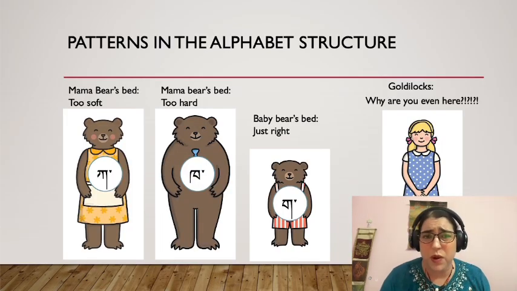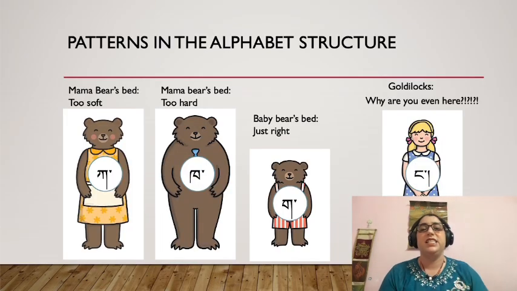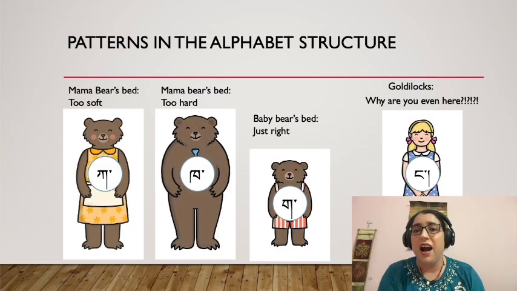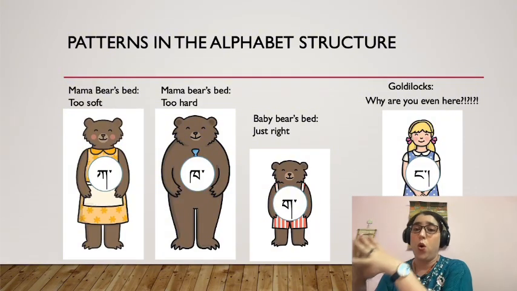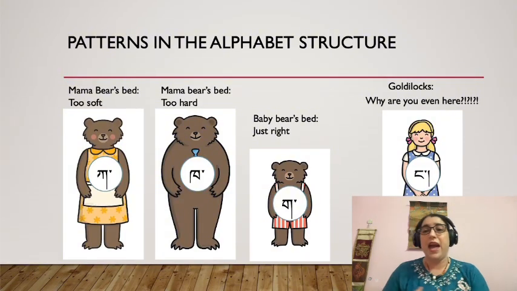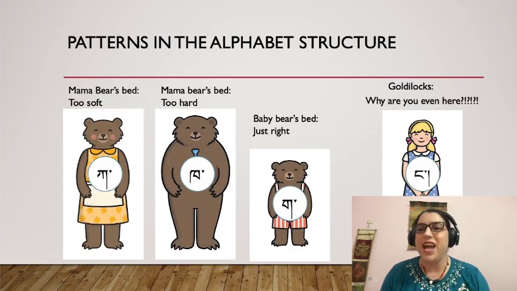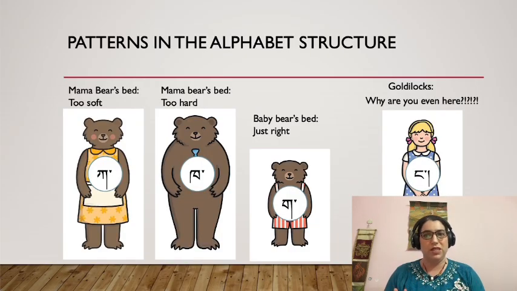And then Goldilocks, why are you even here? She is nga, nga. Now, nga is a very difficult sound for a lot of foreigners because we don't have words starting with nga. Okay? We have it in the middle of a lot of words like singing, but we don't have it at the beginning. And a lot of people say na or nya, but nga is its own sound.